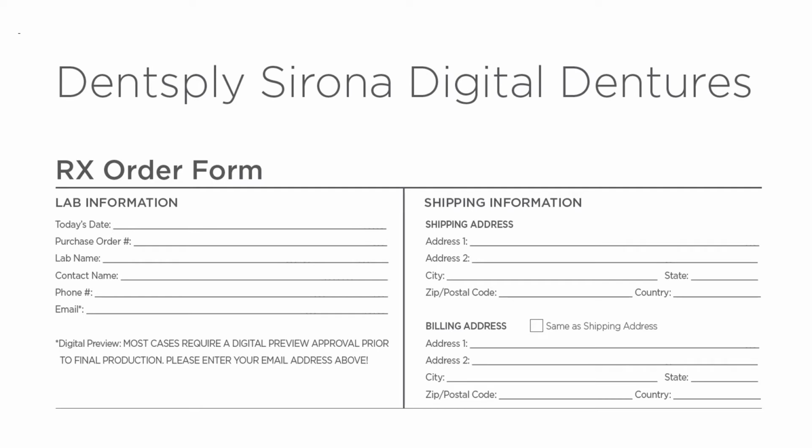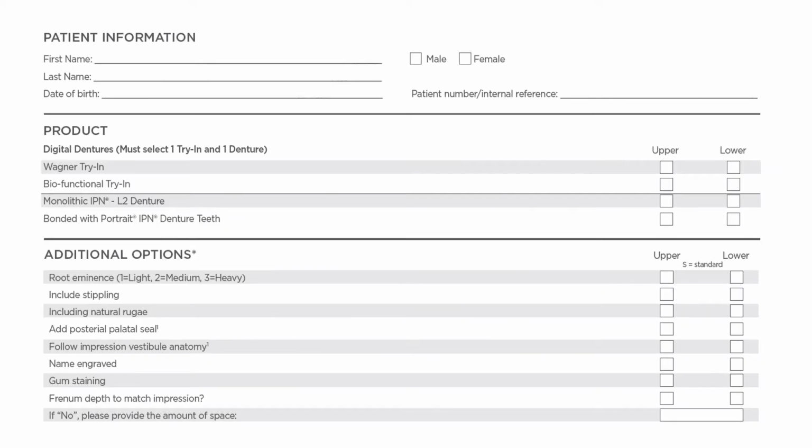The prescription form begins with information that your dental laboratory will need to provide. Please disregard these information fields and continue to the section titled Patient Information. Fill in the patient information. The date of birth can be a rough estimate, but it is helpful information for the designers to know.